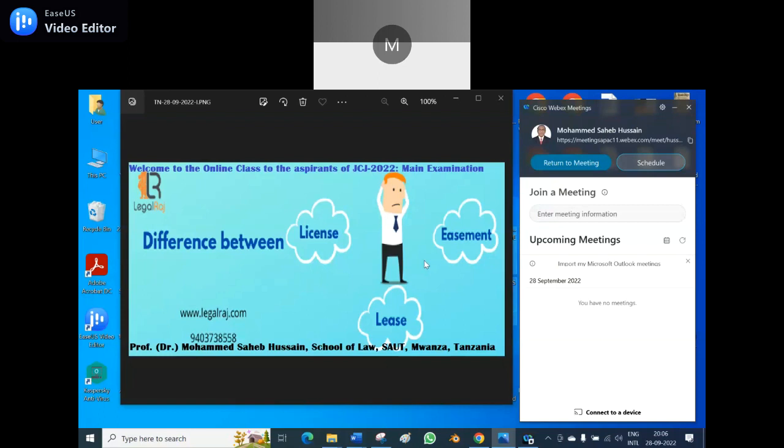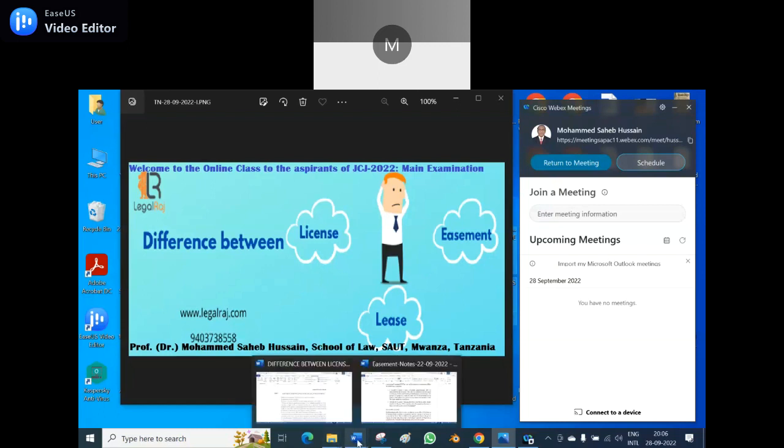Welcome to the online class to the aspirants of the JCJ 2022 main examination. Here the difference among the license, lease, and easement. If two are there, we say the difference between. If more than two are there, then the difference among the three. So here the license, lease and easement, and today I would like to wind up this easement chapter.